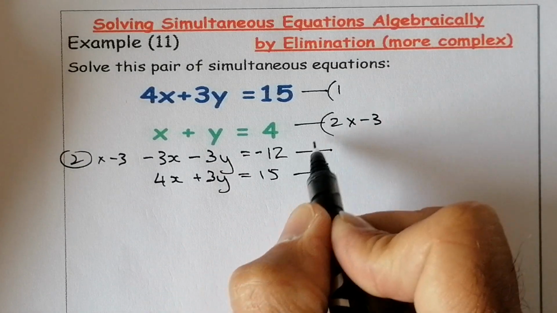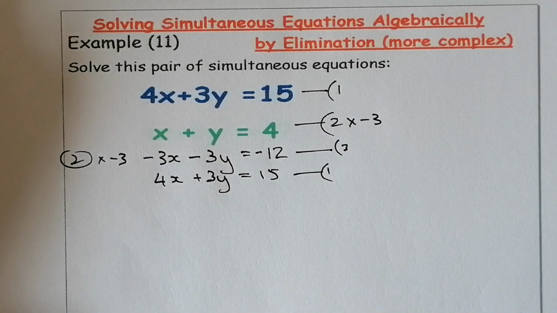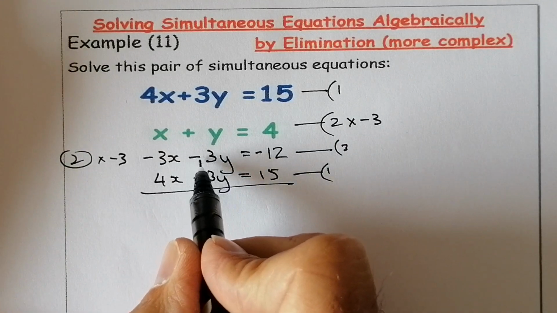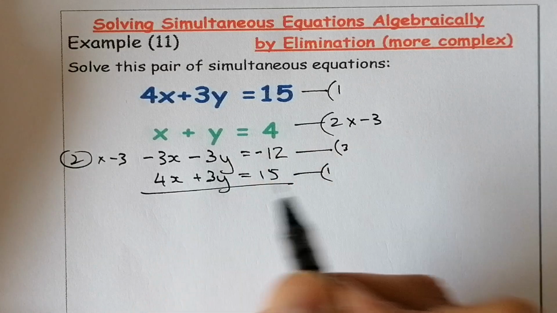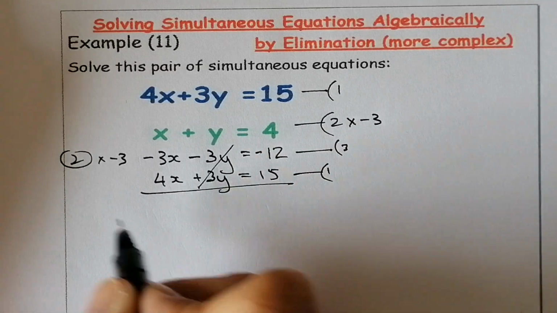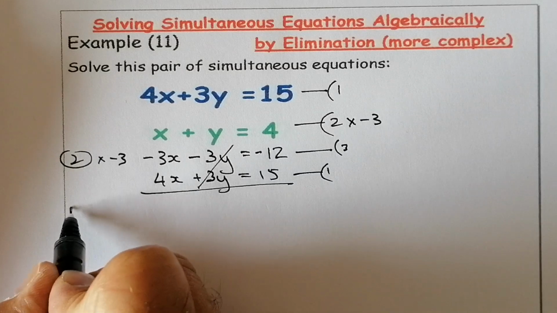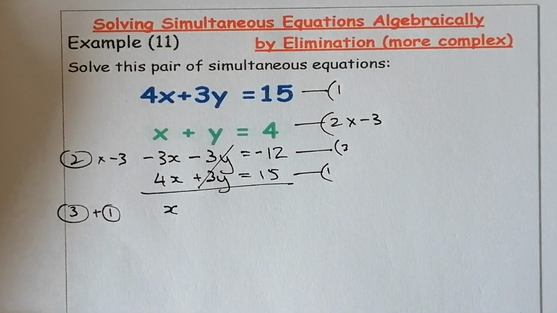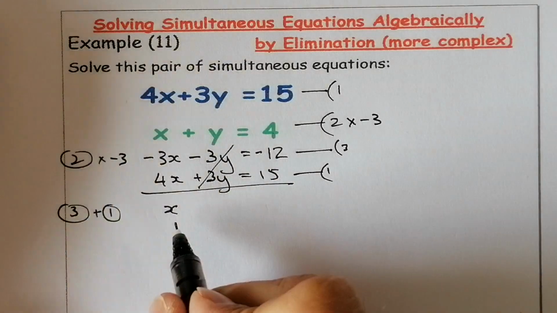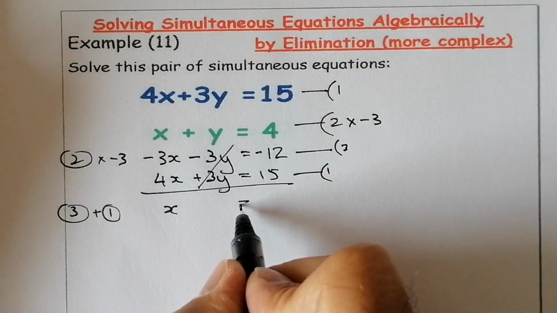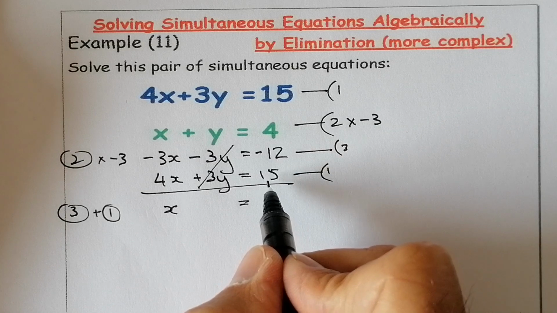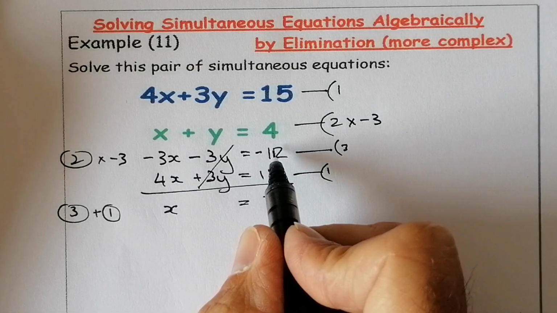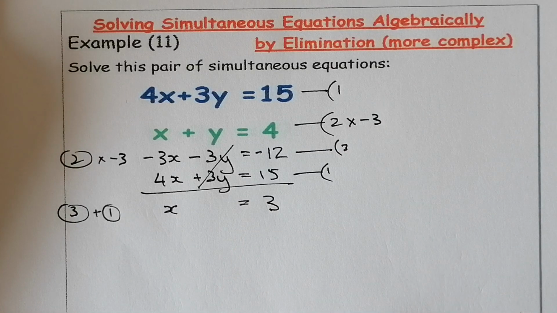I've changed that equation 2, so I'm calling that one equation number 3, and what I've got here is I can eliminate, so I'm going to have the minus 3y and the plus 3y, they're going to cancel out. Once we add 3 and 1 together, negative 3x plus 4x gives me 1x, so that's x on its own. And negative 12 plus 15 will give me an answer of 3. Or, if I look at it, 15 take away 12 gives me 3. So that makes up my x value.